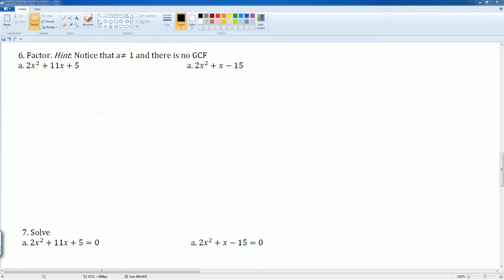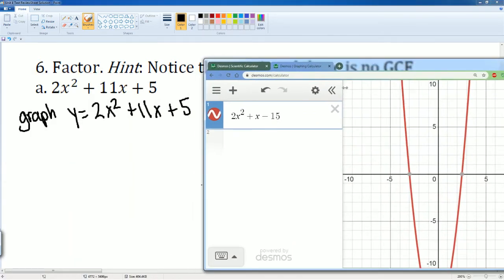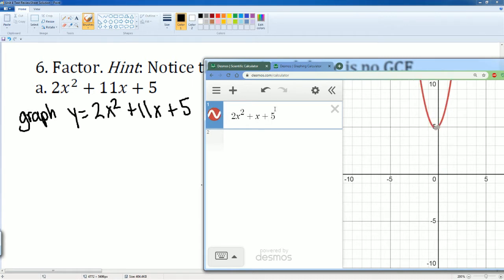So let's do the first one, which is A. Let's graph it. Always try to graph it first before you use the quadratic equation. See if graphing is good. So I'm going to graph y equals 2x squared plus 11x plus 5. See if I get lucky.